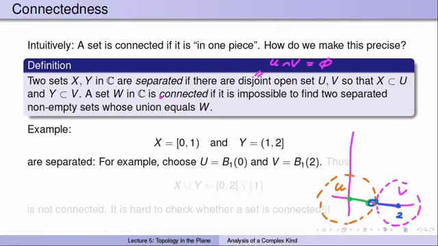Now we say that a set is connected if it's impossible to find two separated non-empty sets whose union equals W.